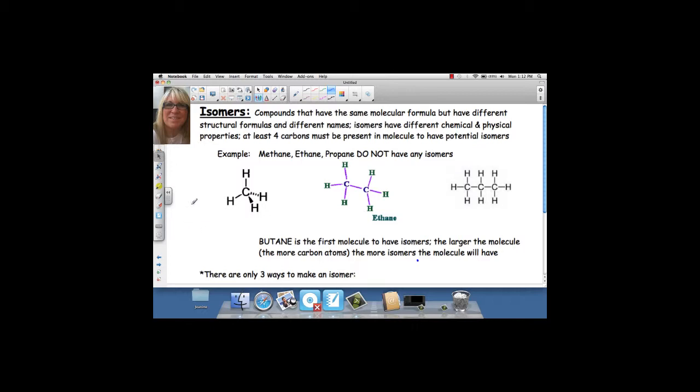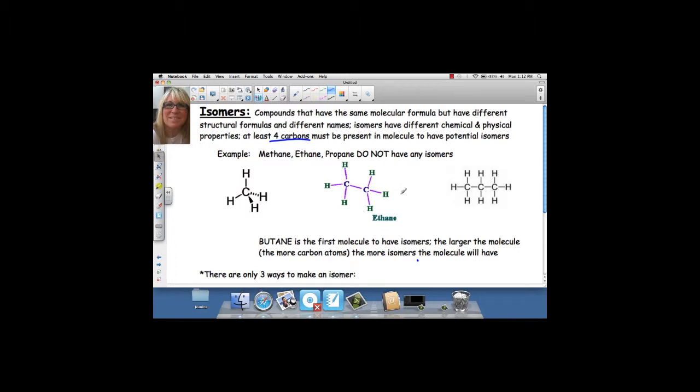You need at least 4 carbons in order to have an isomer. So, some examples: methane, ethane, propane. They do not have any isomers because there is nowhere to move a carbon. Methane only has 1 carbon. Ethane has 2 carbons. If I move it, it's still 2. And in propane, I can't move this C anywhere.